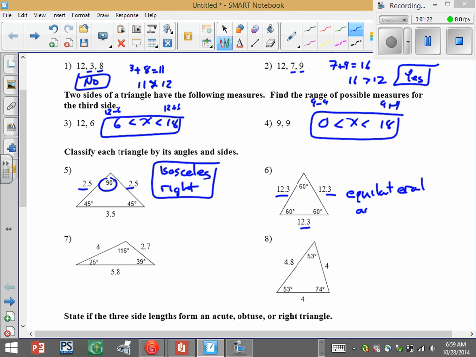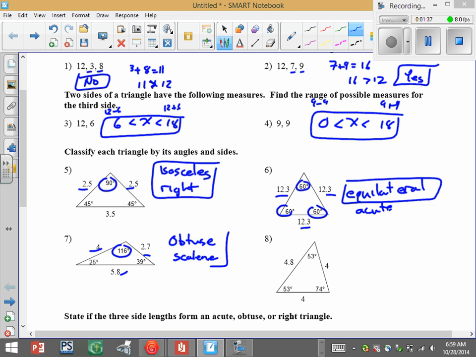And we can even say it's acute because all of the angles are acute angles. Equilateral is enough, though. Here you got one obtuse angle, so this is definitely obtuse. And then we can see none of the sides are equal, so it's obtuse, and it's scalene. Here we got two equal angles, two equal sides, and we can see that all the angles are smaller than 90, so this is acute, and it's isosceles.